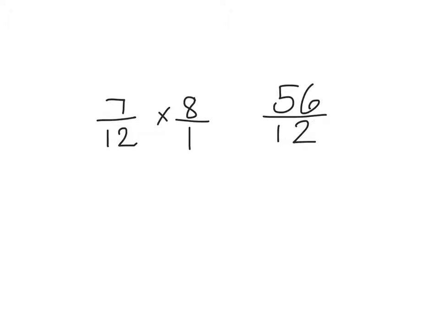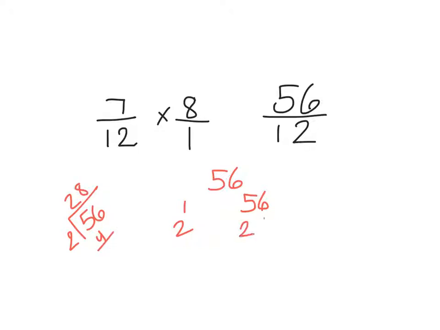So if I list my factors of 56, 1 and 56, 2 and 28, 3 will not go into it because 6 plus 5 is 11, and that is not a multiple of 3, so not 3. 4 and 14. 5 won't go into it. 6 won't. 7 times 8, and then I'm done.